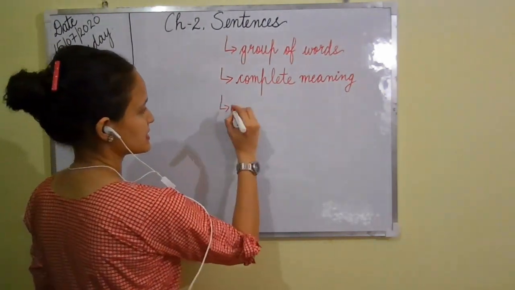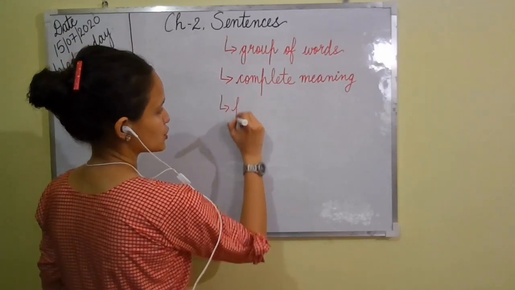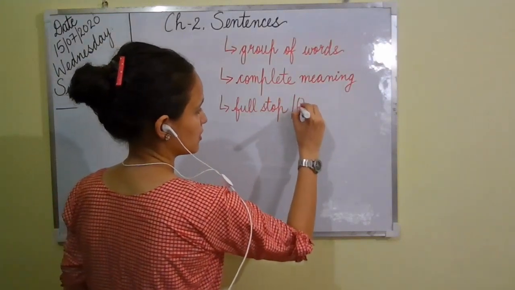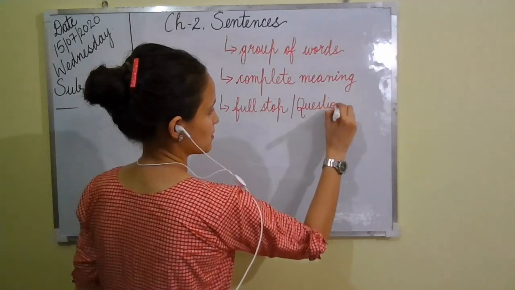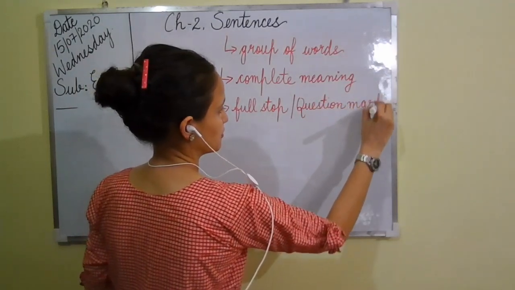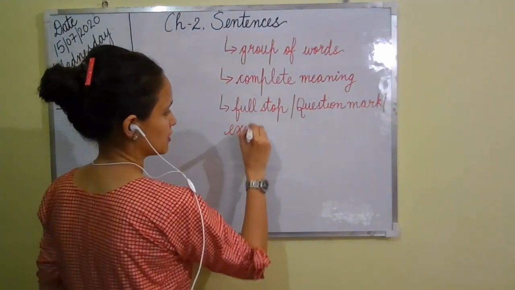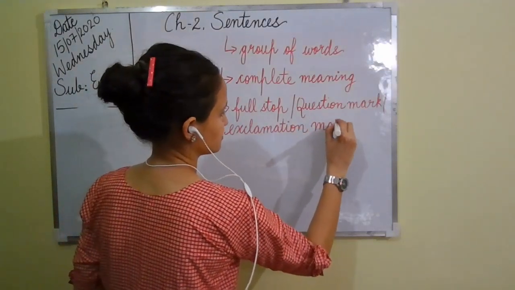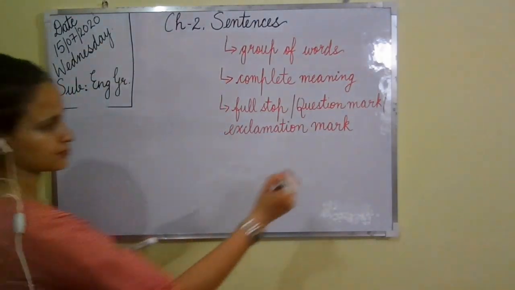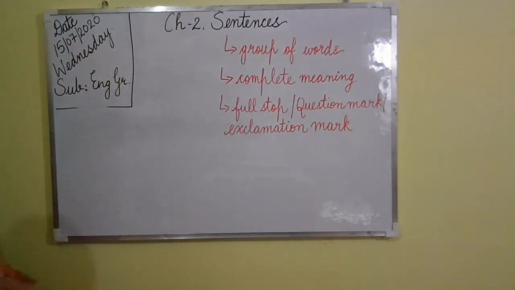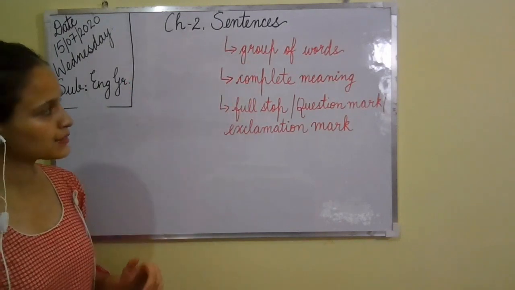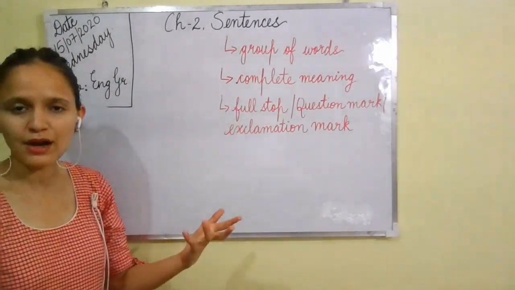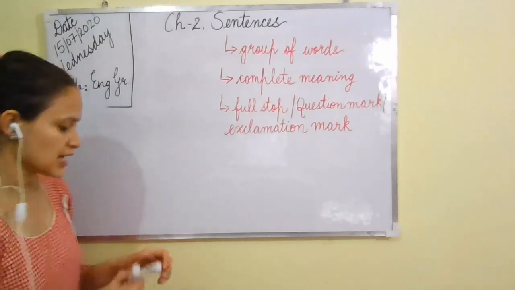So, it ends with a full stop, or a question mark, or an exclamation mark. So, now we can see sentence is a group of words. Next, it has a complete meaning and it ends with a full stop or a question mark or with an exclamation mark. Okay, so let's take an example.